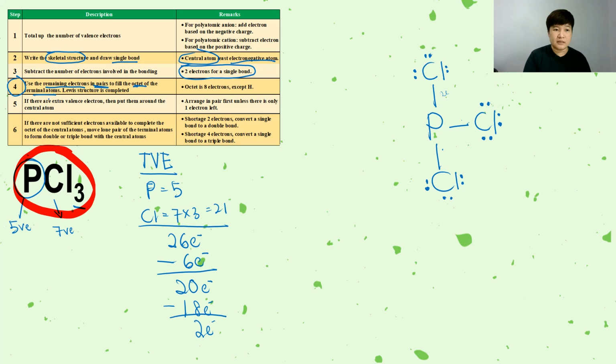Moving to the next step. If there are extra electrons, you need to put them around the central atom, and you must arrange them in pairs first.